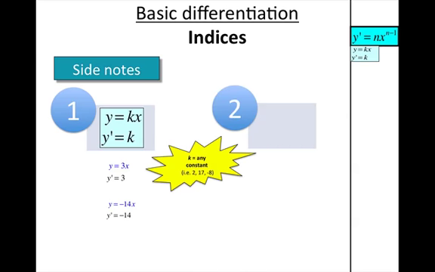Now, a second side note. If y equals k, so if y is just a constant, just a number, the derivative is 0. So basically disappears. So if you've got y equals 7, the derivative will become 0. If you've got y equals minus 22, the derivative 0. Y equals 41, the derivative 0. And so on. So let's add that as well. And with that, we're now prepared to take on a few examples.